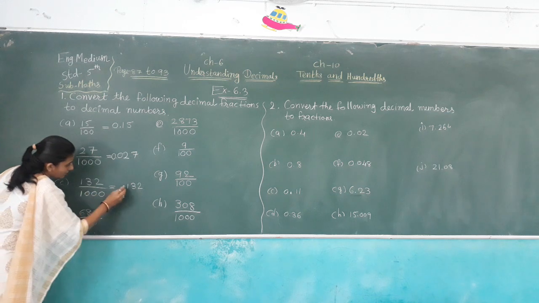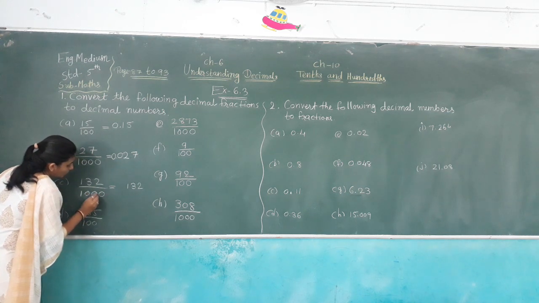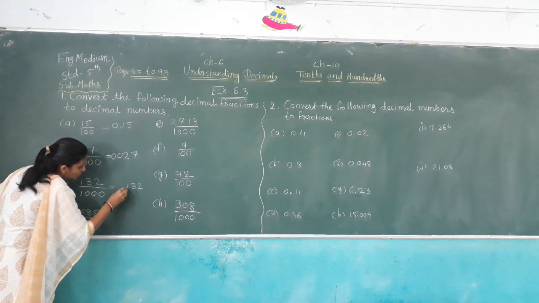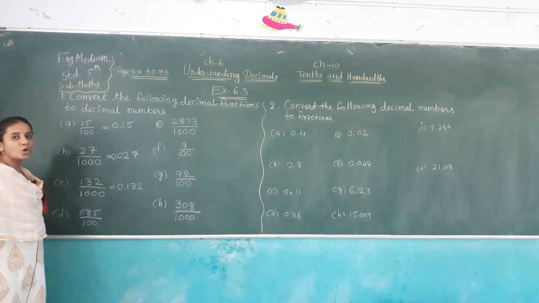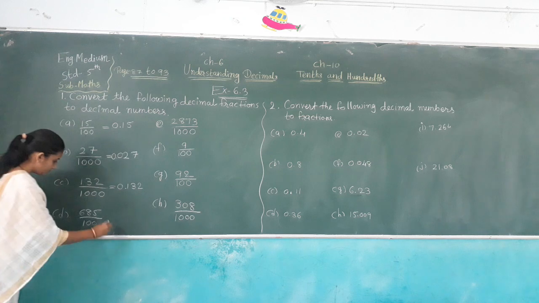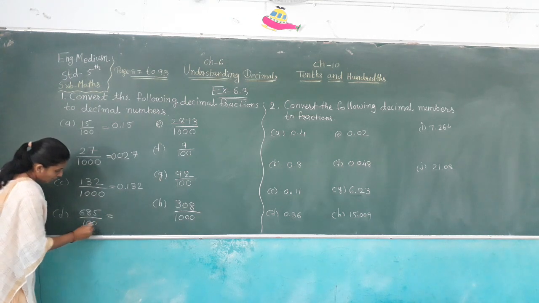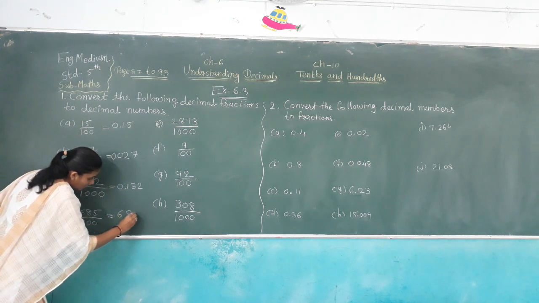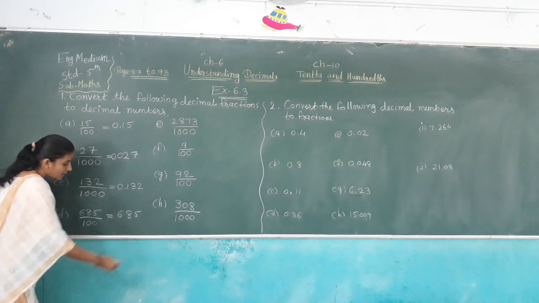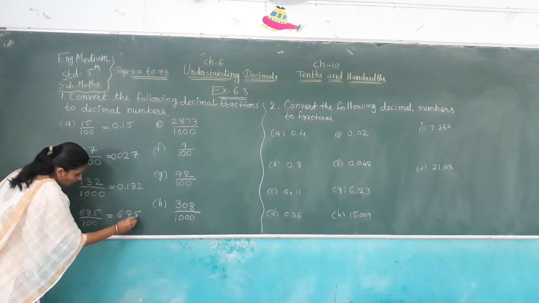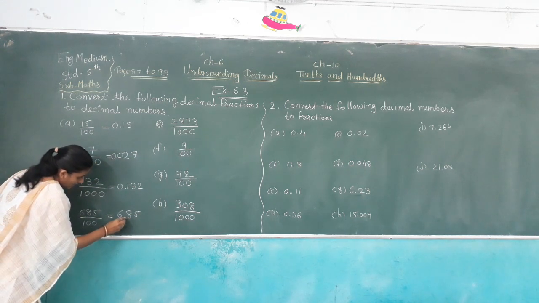How many digits? 1, 2, 3. How many zeros are there? 3 zeros, so keep the point here and 1. It makes 0.132. Now 1 and 2. Write 6, 8, 5. Count the digits from the right side: 1, 2. Keep the point here. It makes 6.85.